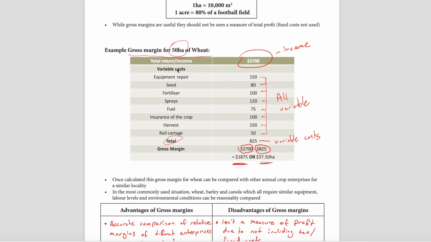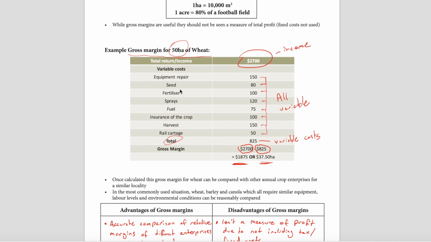So an example here for a gross margin of a 50 hectare wheat enterprise, it's already given us the total income, and the total income is $2,700 for our wheat. And then all of the things that I've listed here are all variable expenses. They haven't given us any fixed costs here.